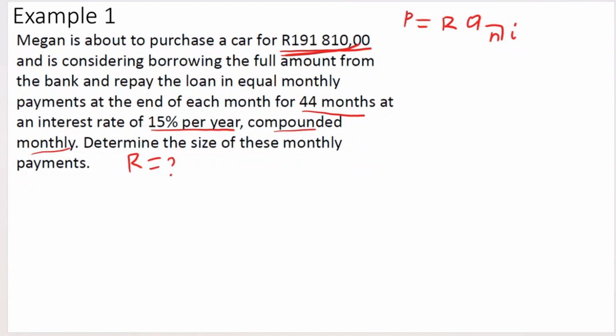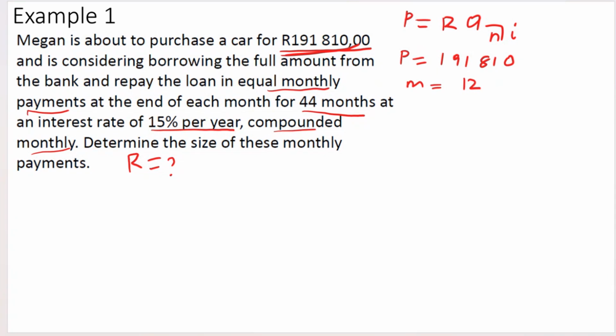What is it that we are given? We are given that our P is equal to 191,810. And we are told the payments that we are looking for are equal monthly payments. So the payments are monthly, it is 12.